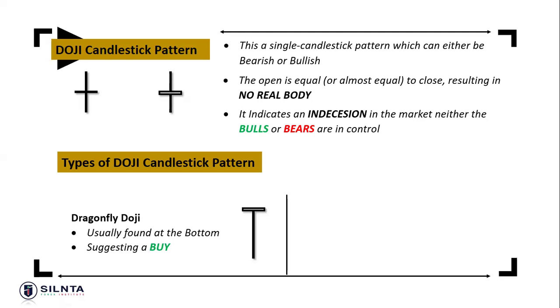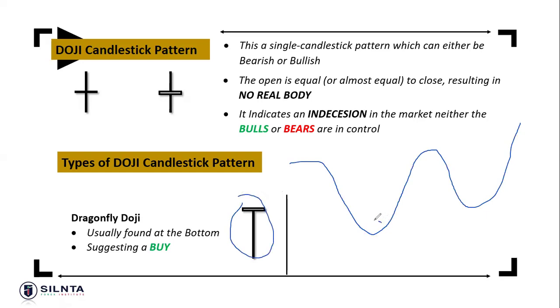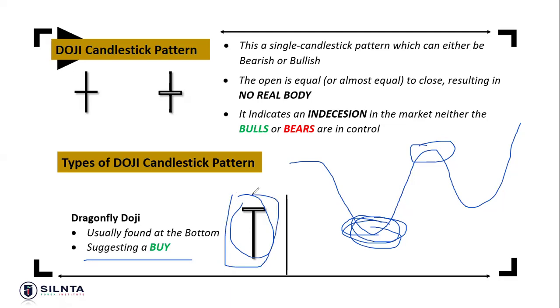Price usually swings. Sometimes it goes down when sellers are in control. Let me just demonstrate like this. Price fluctuates, it goes up and down like this. So this kind of candle is usually found here at the bottom. This bottom is what we call support, and this top is what we call resistance. We'll get there, but it's usually found at the bottom, suggesting a buy. It will make more sense when we talk about support and resistance.